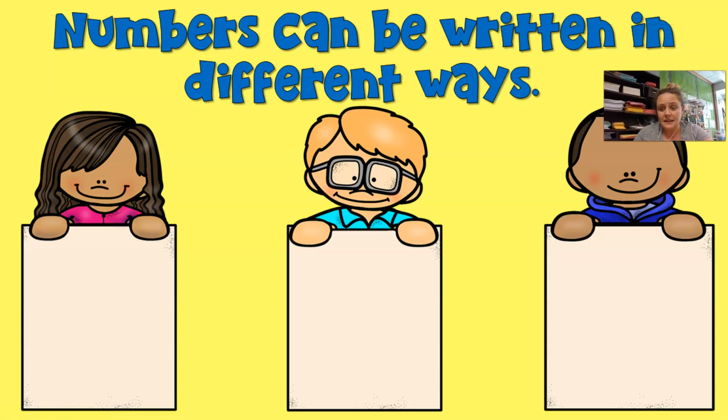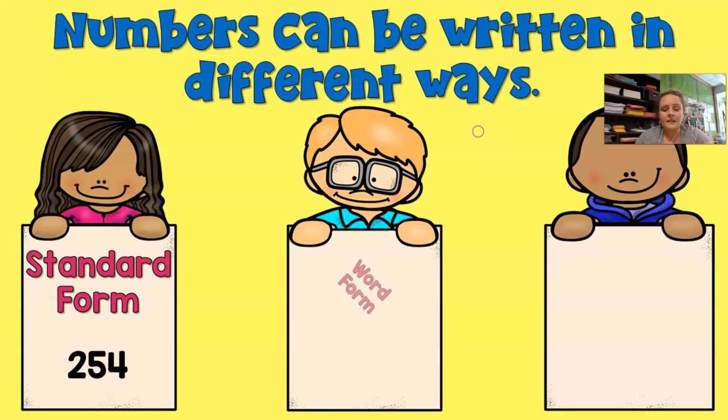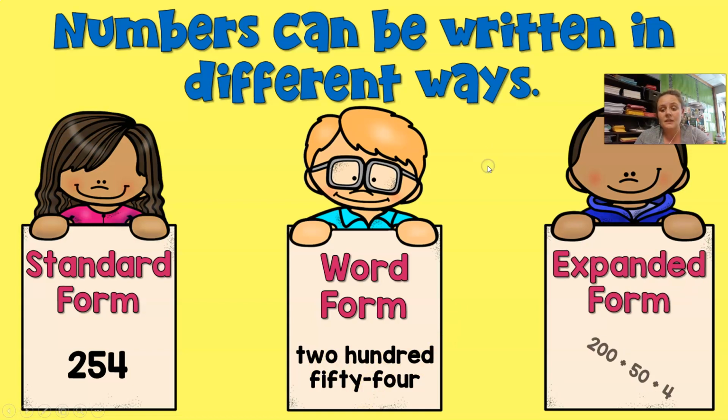Numbers can be written in different ways. We're going to be talking about 3 different ways. Standard form, which is just the boring old number. Word form, which is where you actually write out the number words. So we had the standard form 254. Here we wrote it out in words. And our last way is expanded form, where we write out the place value with addition signs: 200 plus 50 plus 4.